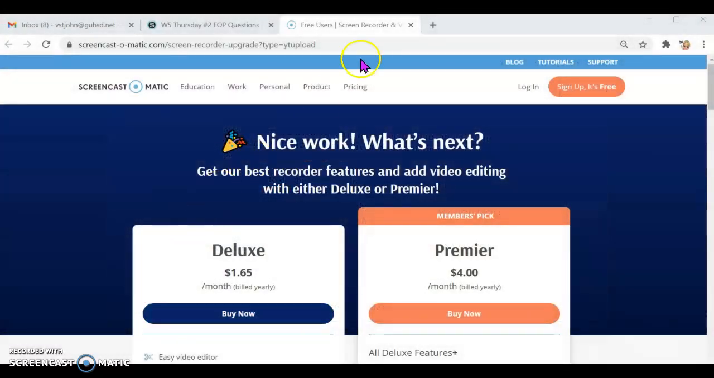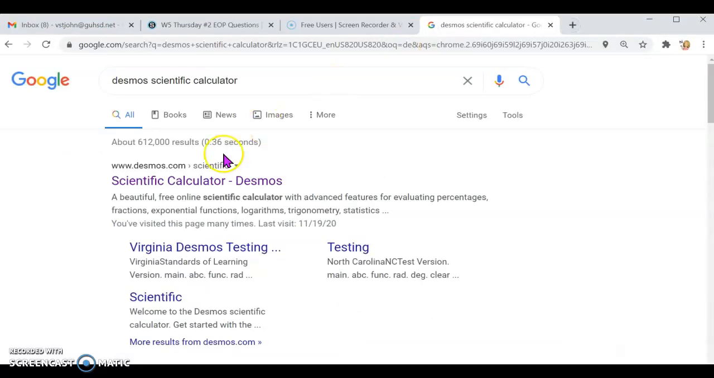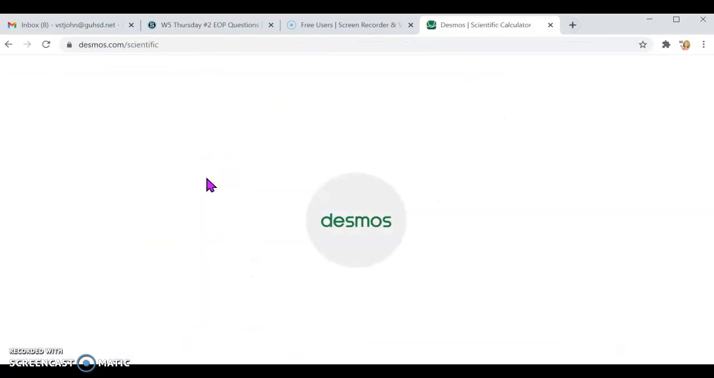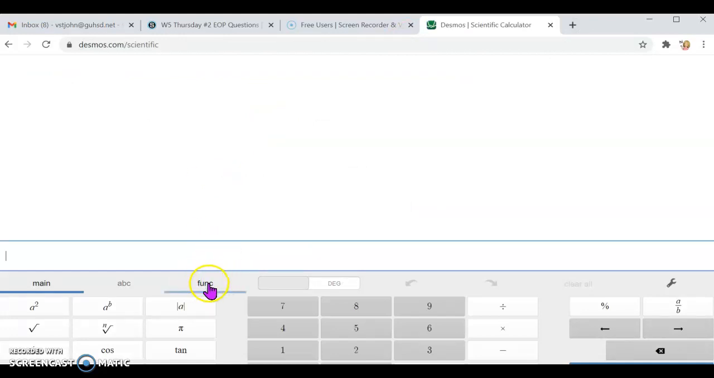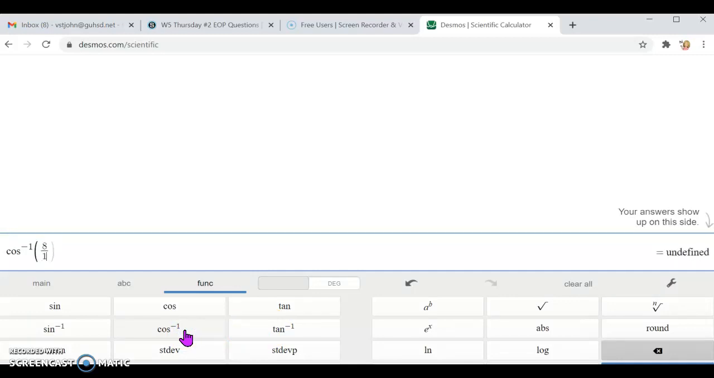Let's go to the Desmos scientific calculator. To access it, you have to hit this function key right here. You see sine, cosine, and tangent are right here, but if you hit the function key, now you see inverse sine, inverse cosine, and inverse tangent. On that problem, we wanted inverse cosine of 8 divided by 16. And when you do that, look over here, we get 60. So we know our calculator is working right.